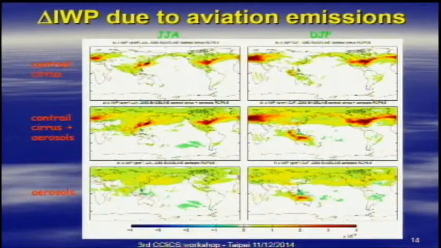I'll skip this. So I'll look at the ice liquid water path for now. JJA on the left, DJF on the right. The top panels are just contrails. This is the 2050 condition, the baseline emission. When you take the difference, you see the ice clouds being enhanced, mostly in the high latitudes in the Arctic. This is due to aviation soot.